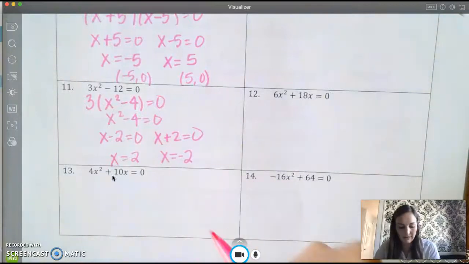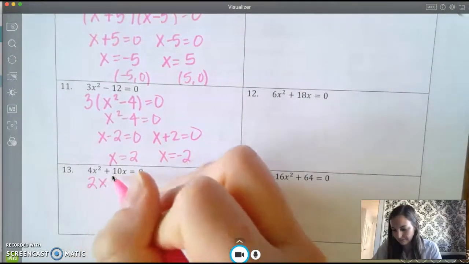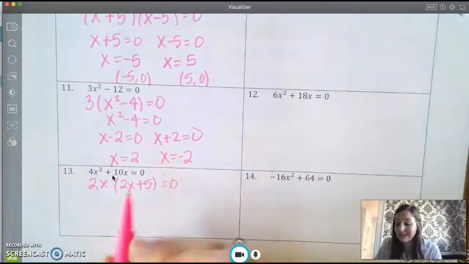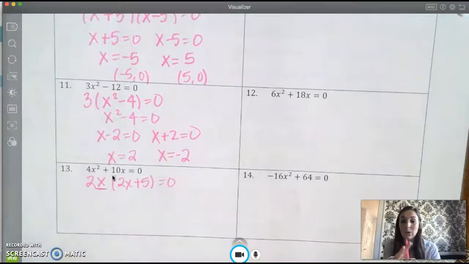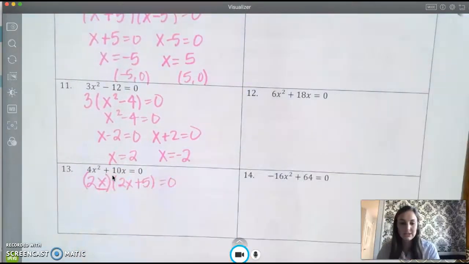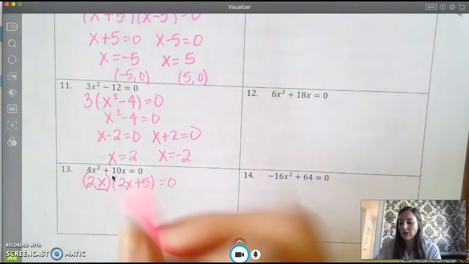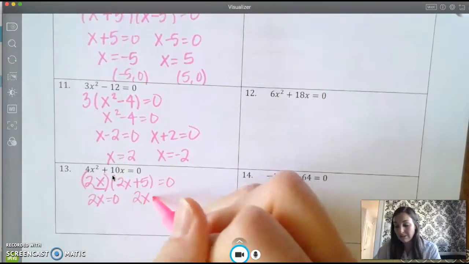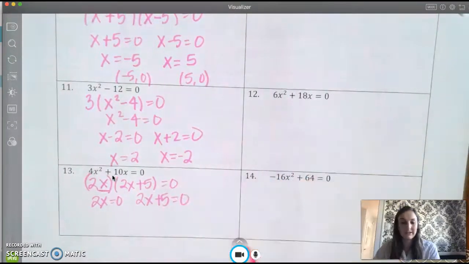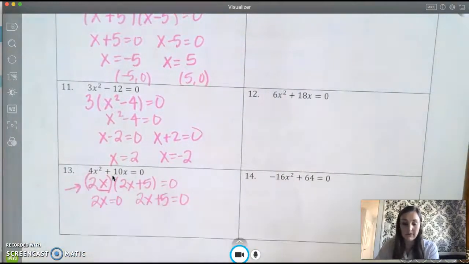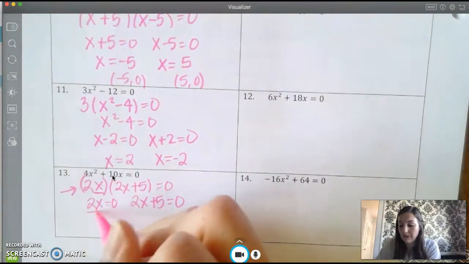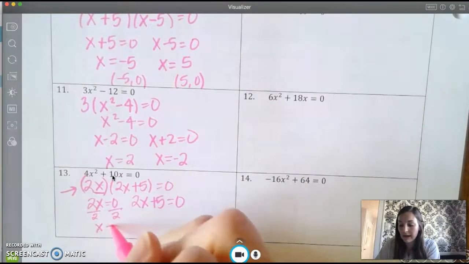So let's do GCF here, which is 2x. And I'm left with 2x plus 5. Now there is an x value here, so it does not just go away. We set this equal to 0. This is just like saying 2x times 2x plus 5. So we set 2x equal to 0 and 2x plus 5 equal to 0. If there is a variable, we set it equal to 0. So divide both sides by 2 and x equals 0.